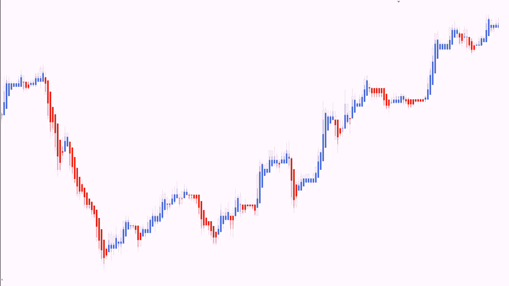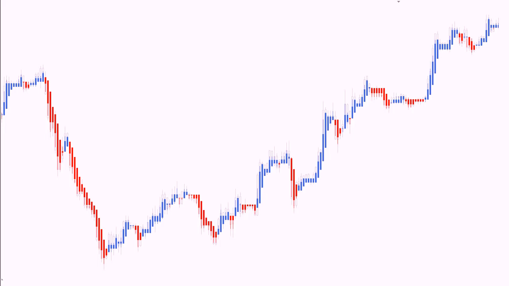This time I want to talk about Heiken Ashi candles. These candles show you very well the actual trend in the market. They are a great tool if you like to trade with a trend.